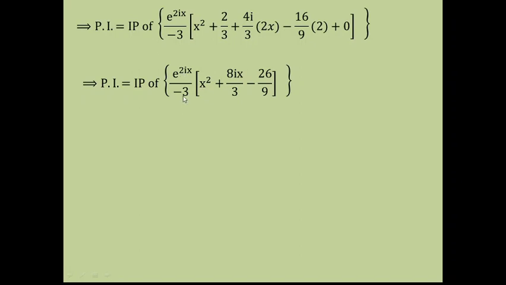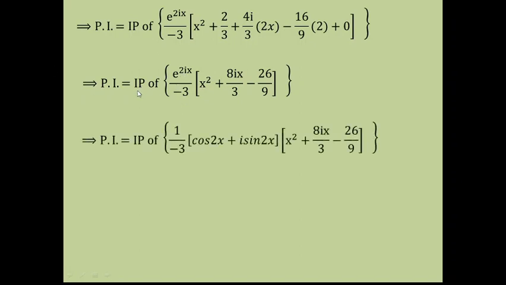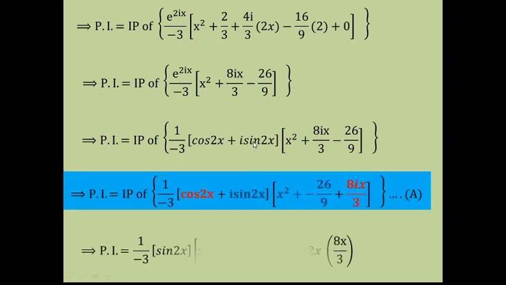Now as we want to find out the imaginary part of this entire term, here we shall replace back the value of e power 2ix. What is e raised to power 2ix? That is cos 2x plus i sin 2x. So that we will use before finding the imaginary part. Okay. Now we wish to find out the imaginary part. So what we will do?